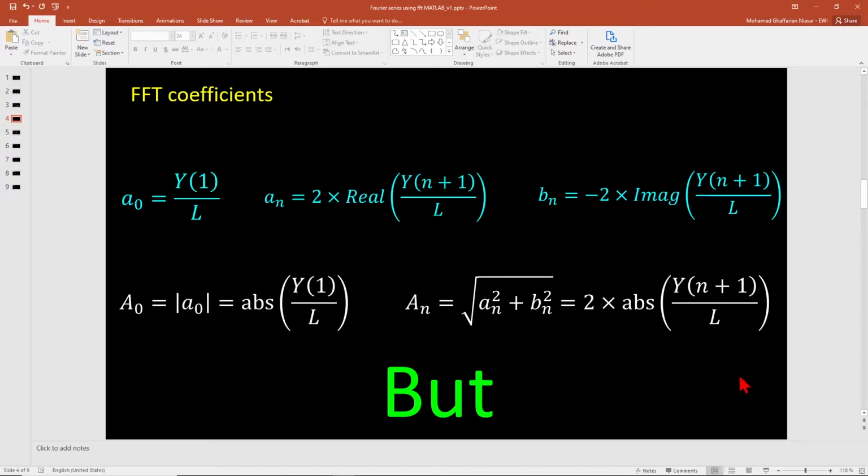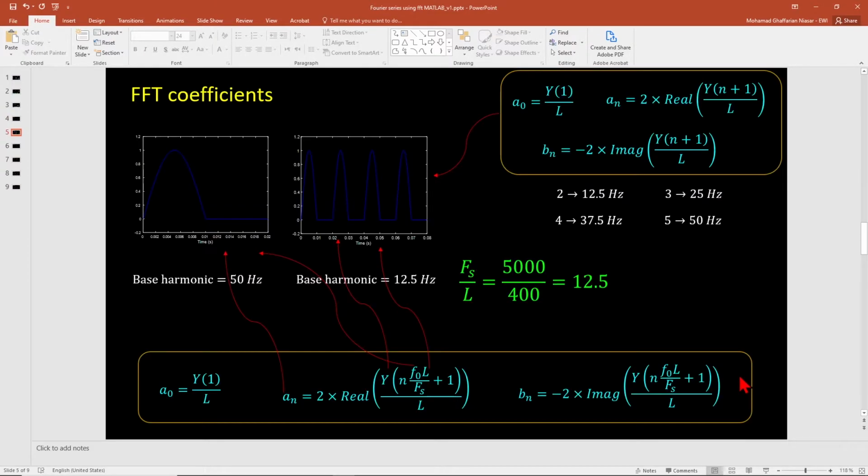However, there is a little bit of a catch here. When I calculated the Fourier series analytically, I used this waveform. So the time period is 20 milliseconds, which is equivalent to 50 hertz. I did the integration and we found the coefficients of the Fourier series for this one. The base frequency in that case was 50 hertz. When I wanted to take the FFT, I introduced this waveform. This is exactly like that, but it is repeated 4 times.